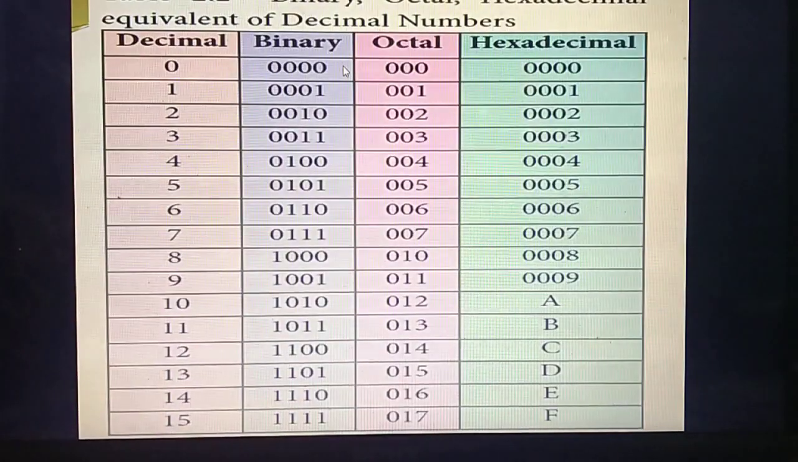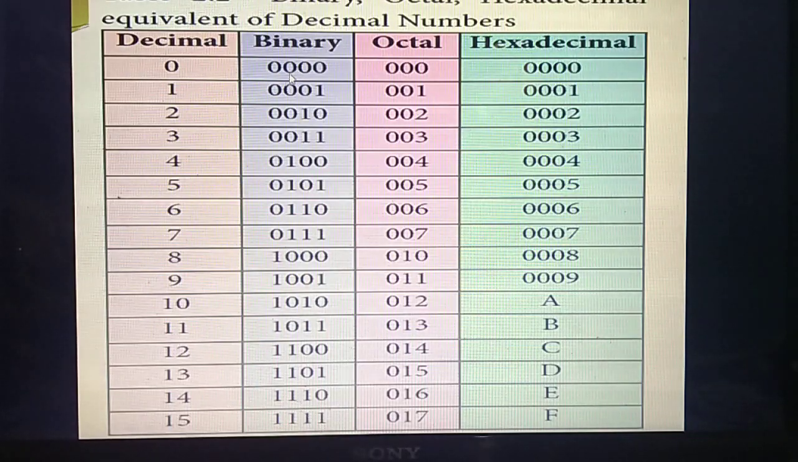See, like this. First 0, 1. Next 0, 1. Next 0, 1. Again 0, 1, 0, 1. Likewise till 15 you write 0, 1, 0, 1, 0, 1, 0, 1. Understand what I am telling? First you write this number 0, 1, then 0, 1, 0, 1, 0, 1, till 15.